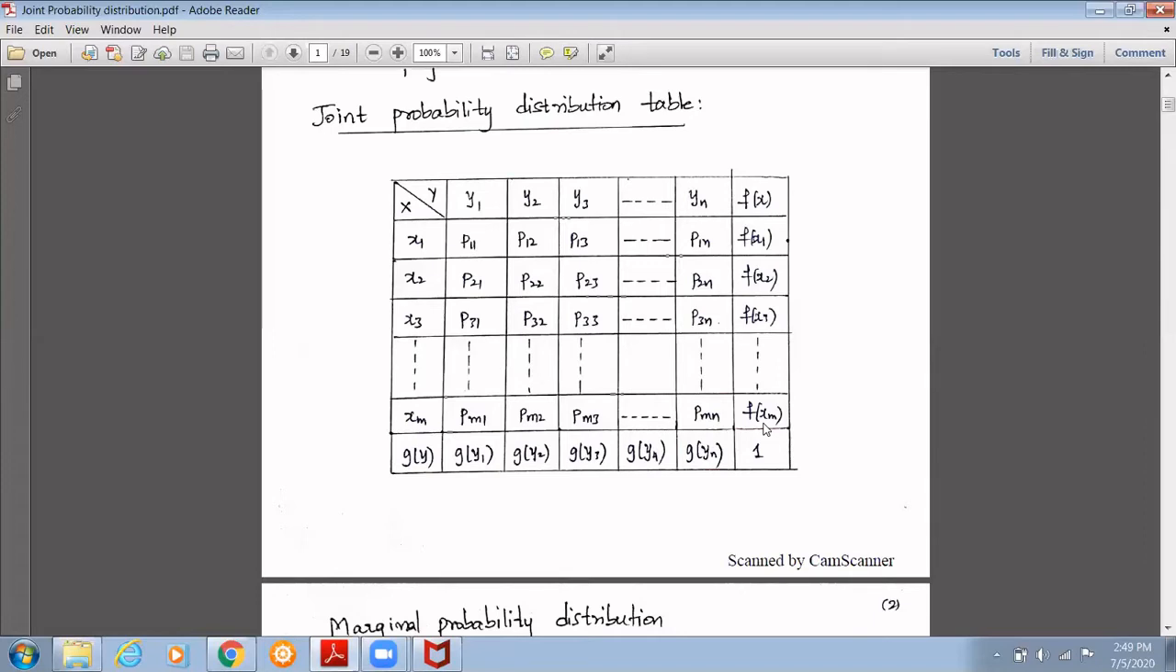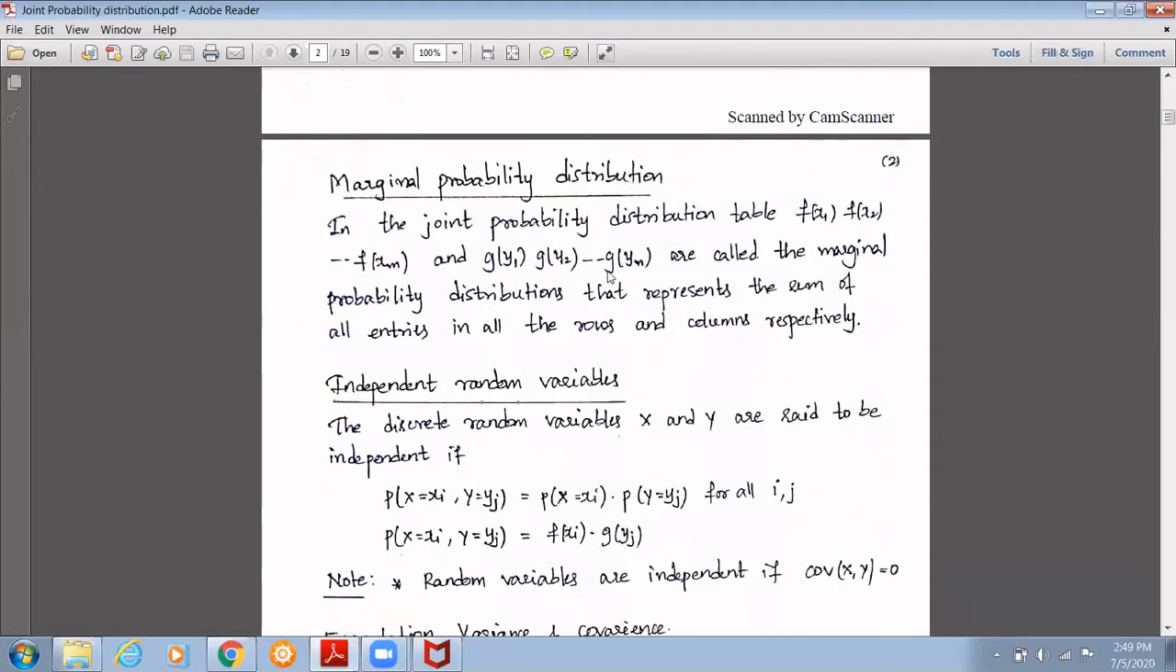Now we study what we mean by marginal distribution. The definition of marginal probability distribution says that in the joint probability distribution table, f of x1, f of x2, and so on up to f of xm, and g of y1, g of y2, and so on up to g of yn are called the marginal probability distributions. What do they represent? The sum of all the entries in all rows and all columns respectively. It means f of x1 represents the sum of all the entries along the row, and g of y1, g of y2 represent the sum of all the entries column wise.